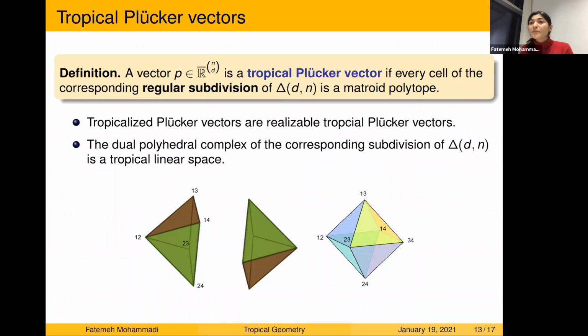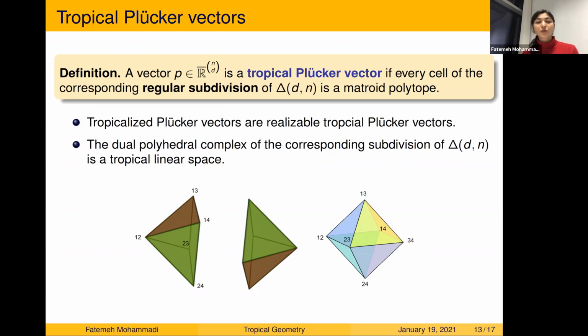Fatemeh, I'm kind of confused about how you're supposed to check whether a particular complex comes from a matroid or not. Is there a simple way to check that, or do you just have to check all the sets?